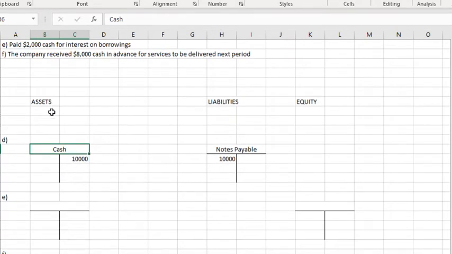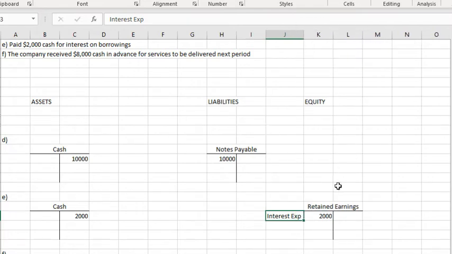And then in transaction E, the company is paying $2,000 cash for interest on borrowing. So we know that it's going to decrease cash by $2,000, and this is interest expense. Retained earnings is going to decrease by the same amount. So this is interest expense, and any expense is going to decrease retained earnings.